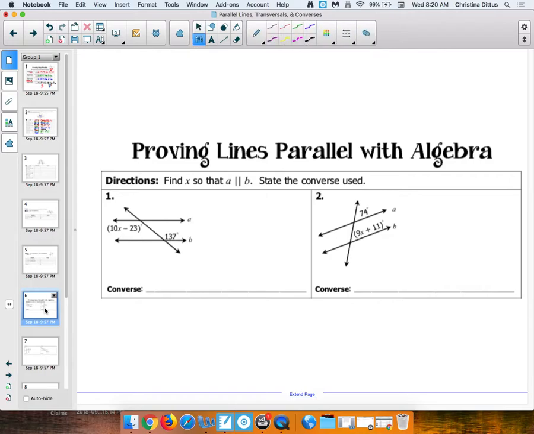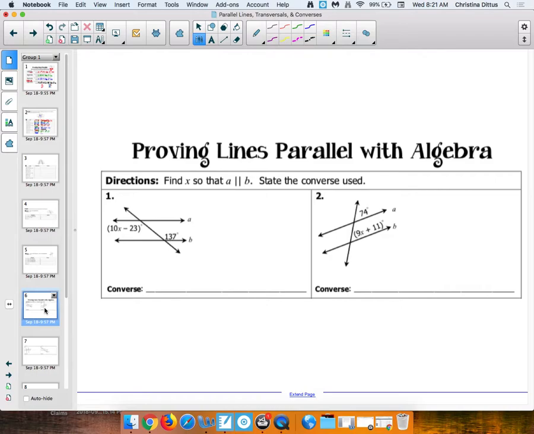Go ahead and cross off the other side of your notes, and then go to your sheet that has proving lines parallel with algebra. These kind of go hand in hand with the other ones. Same thing, I need to find x so that these are equal. If they're equal, then I can say A and B are parallel. It's pretty much the same thing we did yesterday, except we're just proving that lines are parallel when we solve for x.